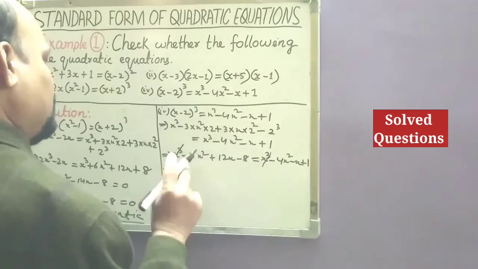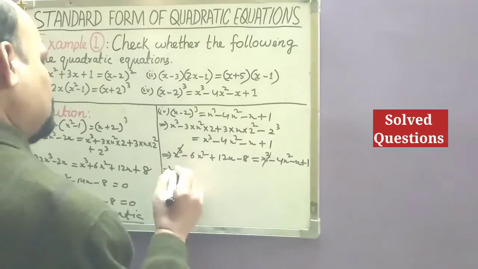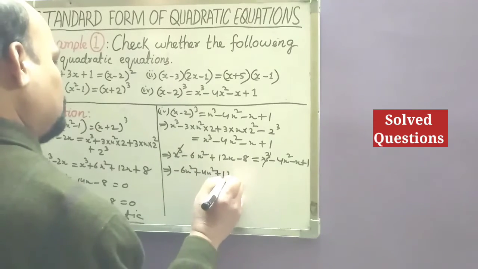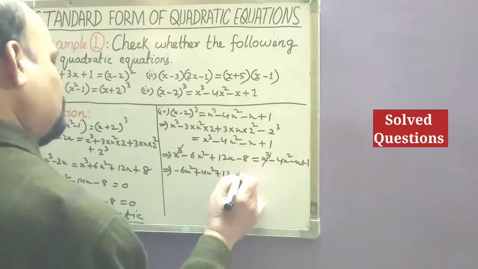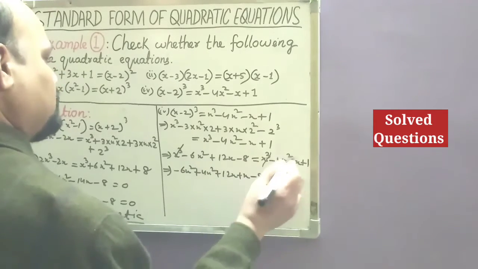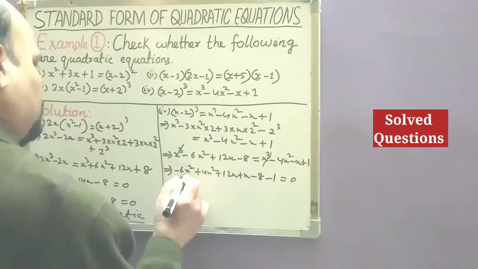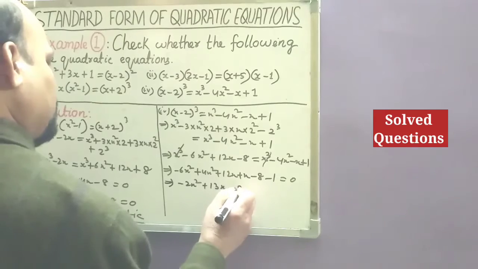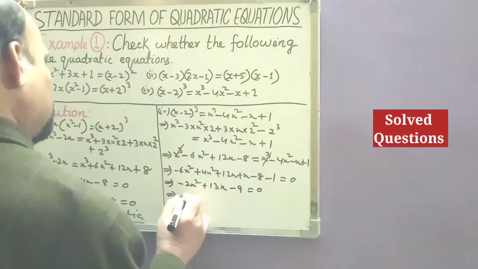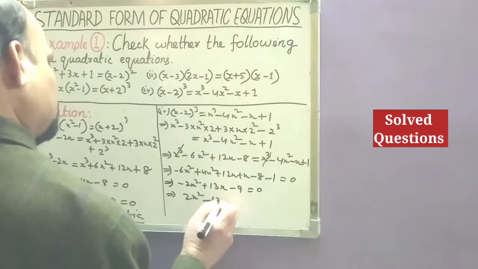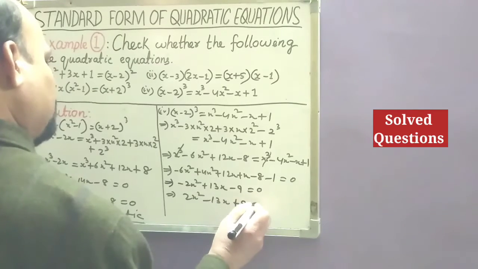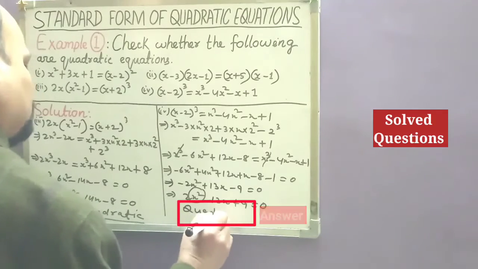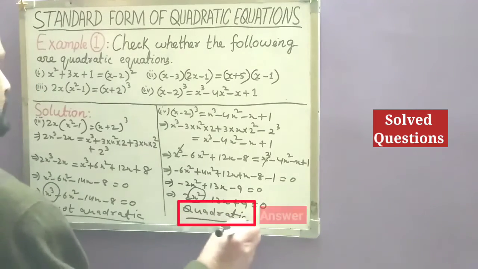x³ on both sides cancelled. Now we get −6x² + 4x² + 12x + x − 8 − 1 = 0. That implies that −2x² + 13x − 9 = 0. That implies that 2x² − 13x + 9 = 0. Clearly, this is a quadratic equation since it contains a term x².